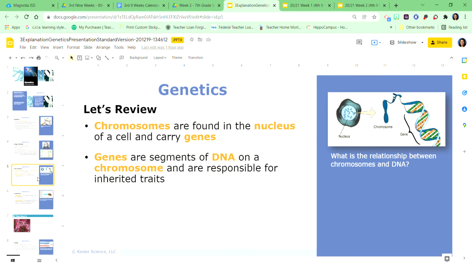So, let's review. Chromosomes are found in the nucleus of a cell and carry genes. So remember, the nucleus is the main organelle in each cell. And genes are segments of DNA on a chromosome that are responsible for inherited traits, such as eye color, hair color, height, stuff like that.